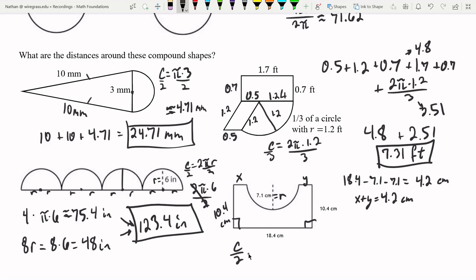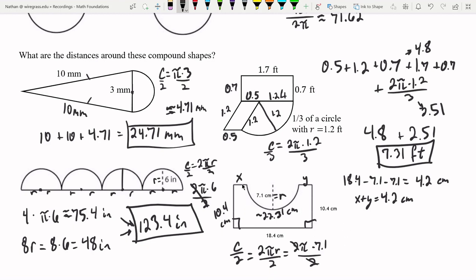So the circumference over 2 equals 2 pi r over 2, and r is 7.1. Of course, these two once again cancel, and we have pi times 7.1. So this distance is just pi times 7.1, and I'm getting approximately 22.31 centimeters. Okay, now we can find the full perimeter, or the full distance around this compound shape.